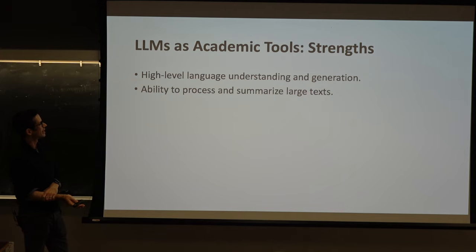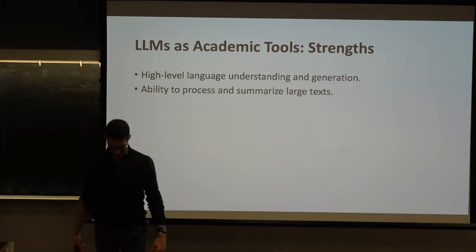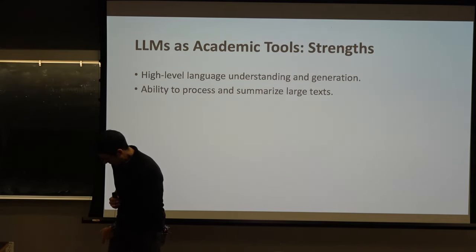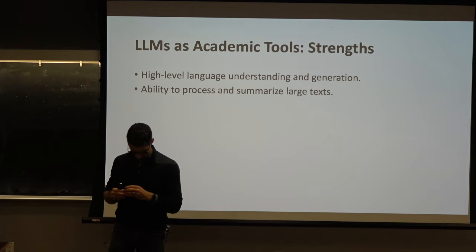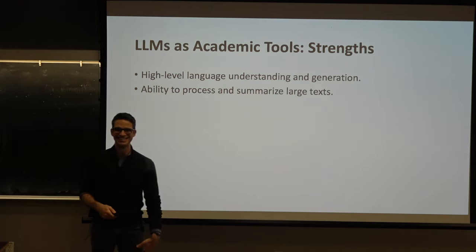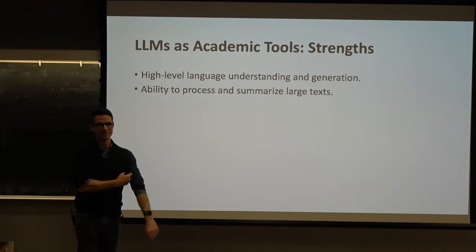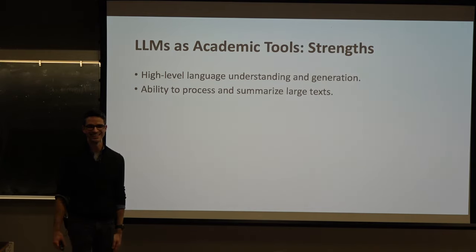Yeah, it's good at that. Ability to process and summarize large texts. So you know the first company going out of business as a result of ChatGPT is Cliff Notes. Because this is it. It'll even take something that there's no Cliff Notes on and it'll summarize a summary.